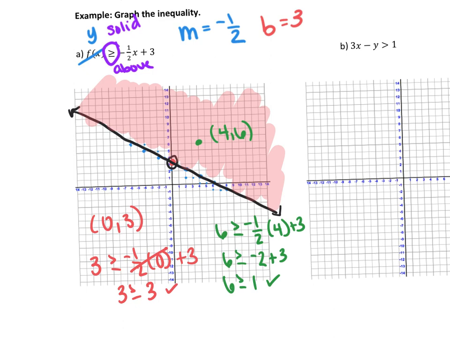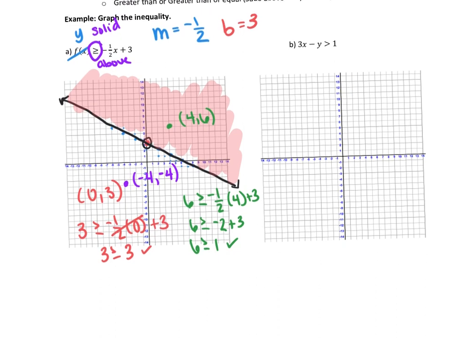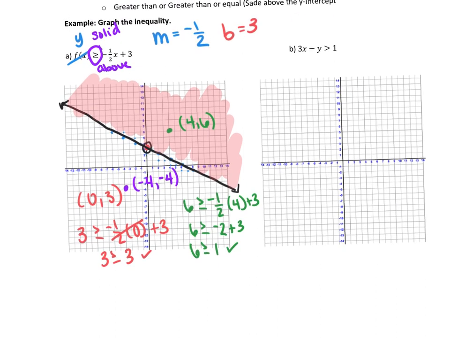As opposed to if I pick a point down here in this region, such as the point negative 4, negative 4. Watch what happens when I test with this equation. Here my y value is negative 4. Is negative 4 greater than or equal to negative 1/2 times negative 4, which is 2, plus 3? Is that greater than or equal to 5? No, it's not. This is false.